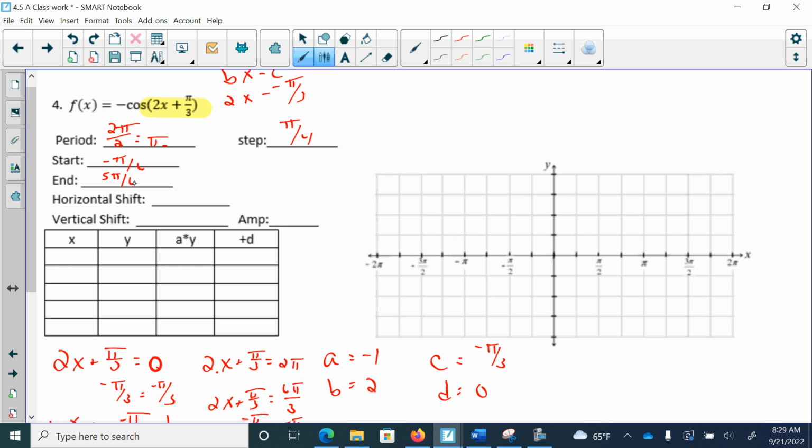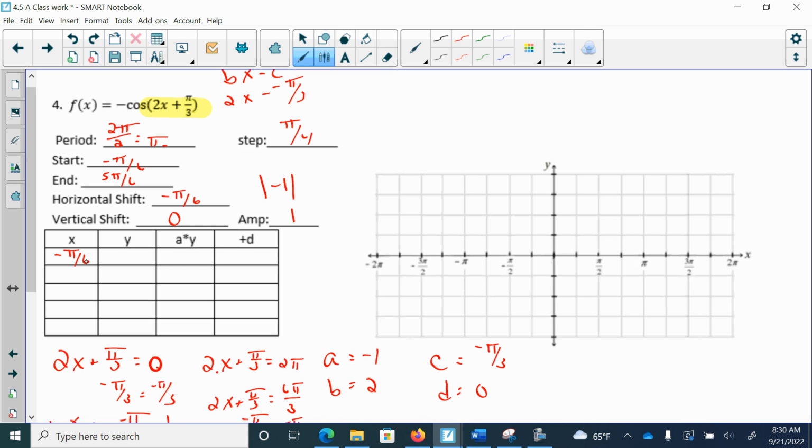My horizontal shift is my start, so that's negative pi over 6. My vertical shift is my e, which is 0. My amplitude is the absolute value of that negative 1, which will be 1. To find my step, I started at negative pi over 6, and now I'm adding 1/4.